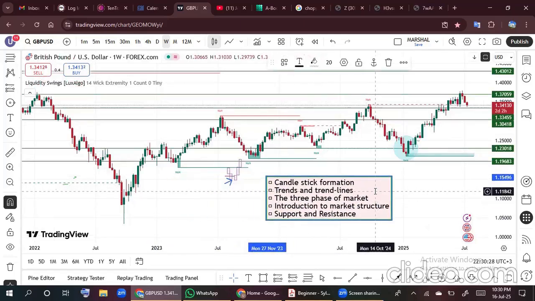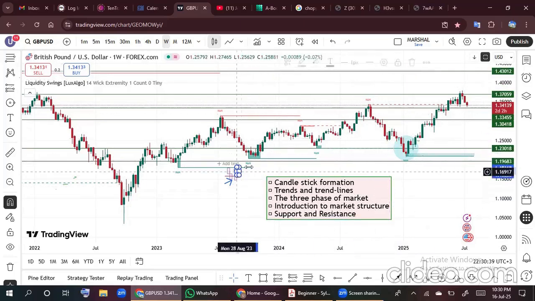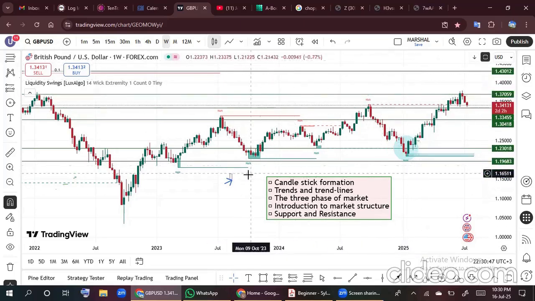Okay, so I think we've talked about... Does anybody have any questions? Okay, let me just talk about trend lines briefly, so we can call it a day. Trend line.